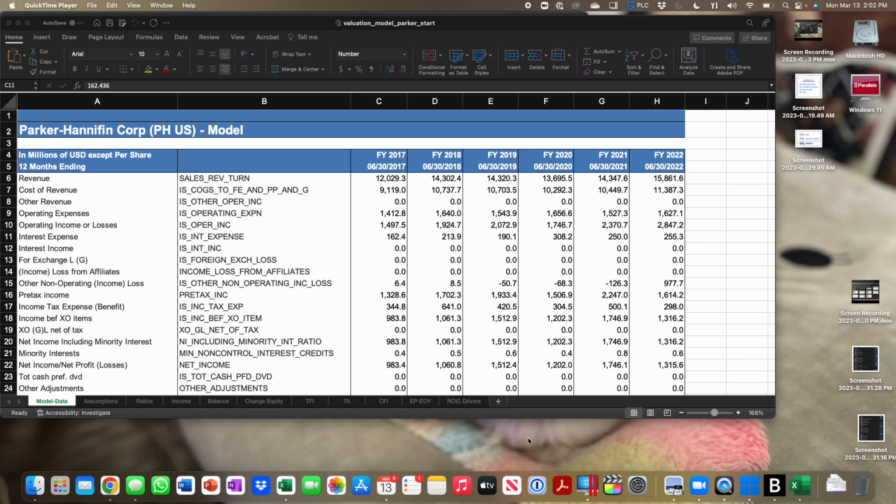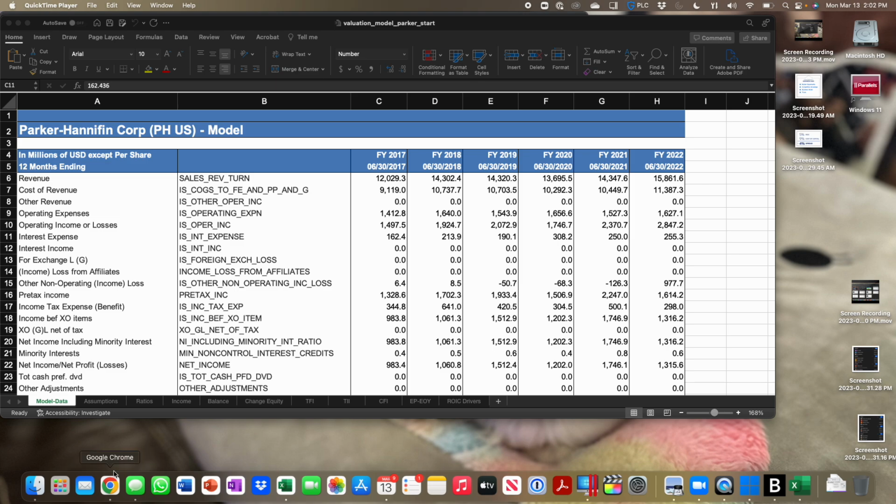All right, so today is Monday, March 13th. We are going to be getting to the third section of the class, which is the valuation model, building a reusable valuation model in Excel. And we're going to all do it together at this company called Parker Hannifin.